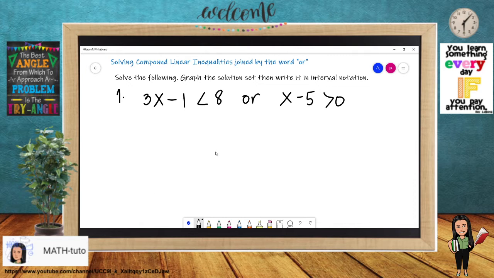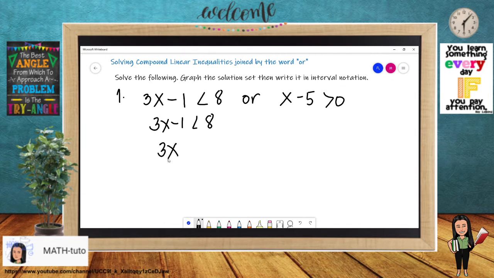Let us solve this inequality. 3x minus 1 is less than 8 or x minus 5 is greater than 0. Okay, so in solving a compound inequality, we need to solve each of the two given inequalities. So let us solve each one. 3x minus 1 is less than 8. Rewrite ko na lang. And then, in the end, we need to graph and write the answer in interval notation.